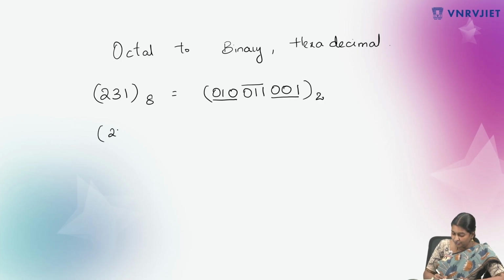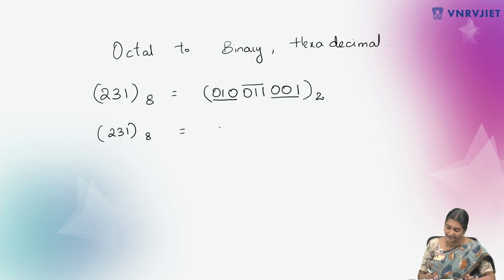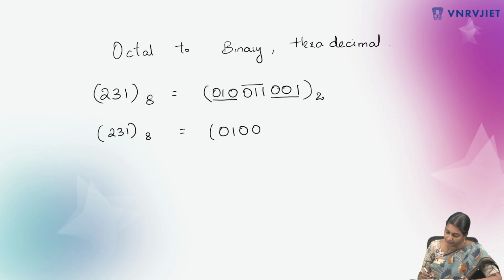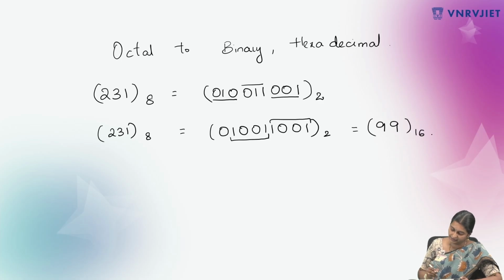So the same 231 to the base 8, if you want to convert it to hexadecimal, there won't be any direct conversion like this. But what we have to do is, it is very simple to convert octal to binary, so then go for grouping 4 numbers, because hexadecimal will be having grouping of 4 digits. So 1001, which is our 9, and again 1001 is our 9. So 99 to the base 16, right? So that is octal to binary and octal to hexadecimal.